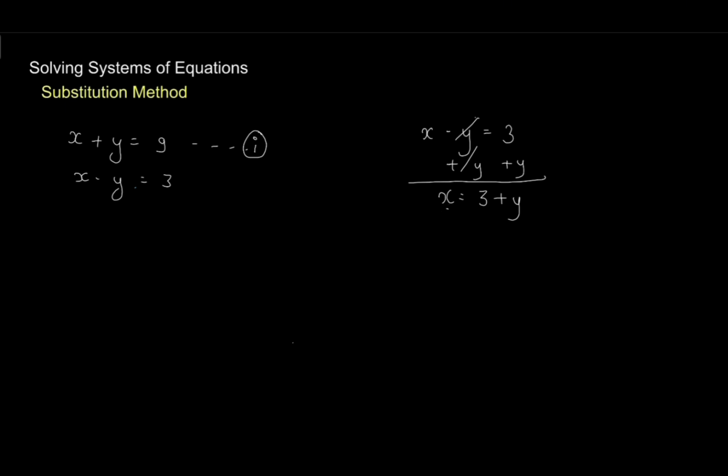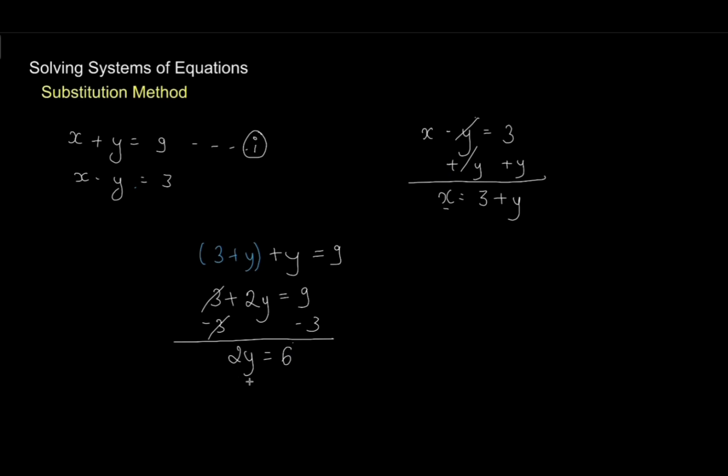Where do we see x in this equation? In the first equation, we replace x with 3 plus y. This could be written as 3 plus 2y equals 9. To remove 3, we'll do minus 3 on both sides. So minus 3 would give us, with this cancelled, 2y equals 6. Now to put y by itself, we'll divide both sides by 2. Therefore, y equals 3.